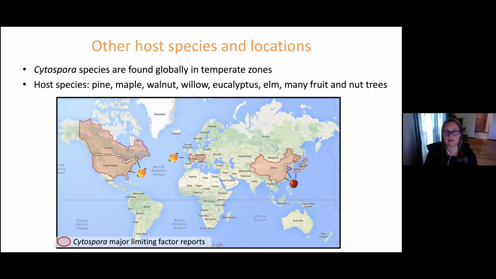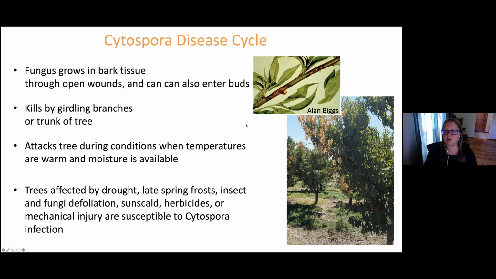Okay, so I'll talk about the disease cycle a bit. You can't have a plant pathology talk without the disease cycle. So basically, the fungus will grow in the bark tissue through open wounds, but some data by Alan Biggs, who was a researcher at West Virginia, show that it can also grow into the buds that you can see here. You can get these lesions that form because it grows on the scales and down. It basically girdles the branches or the tree trunk.